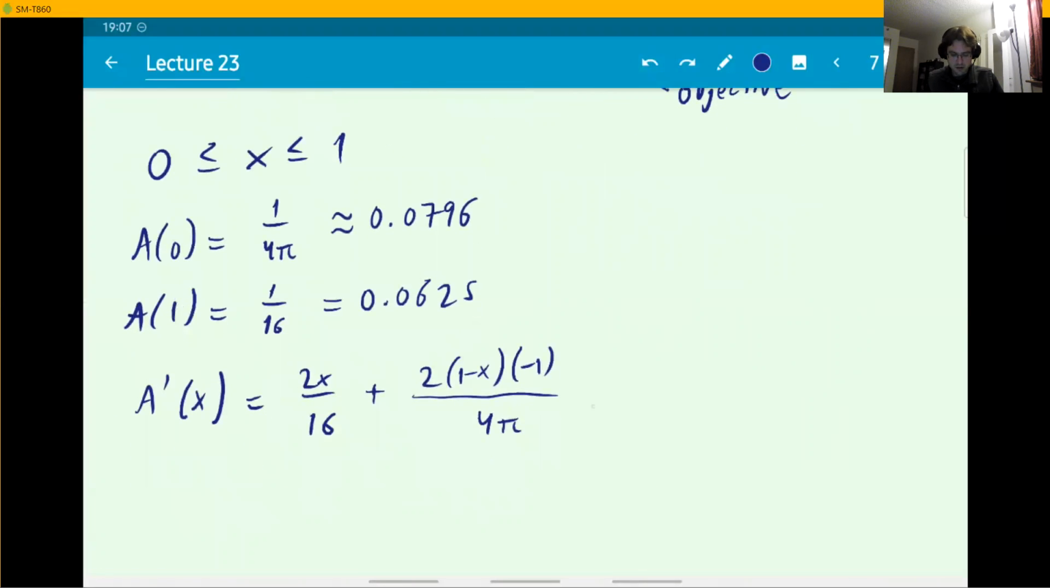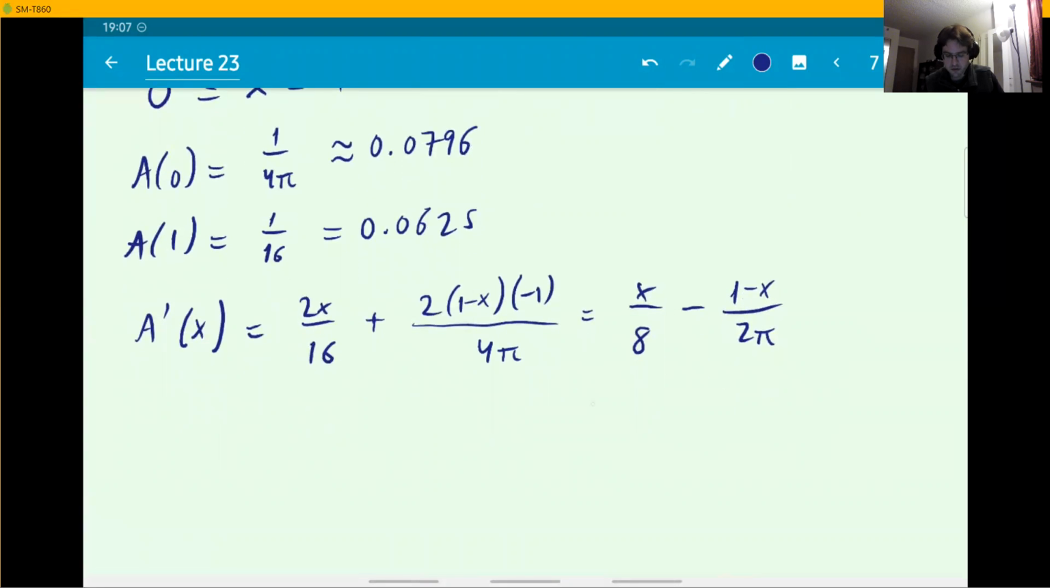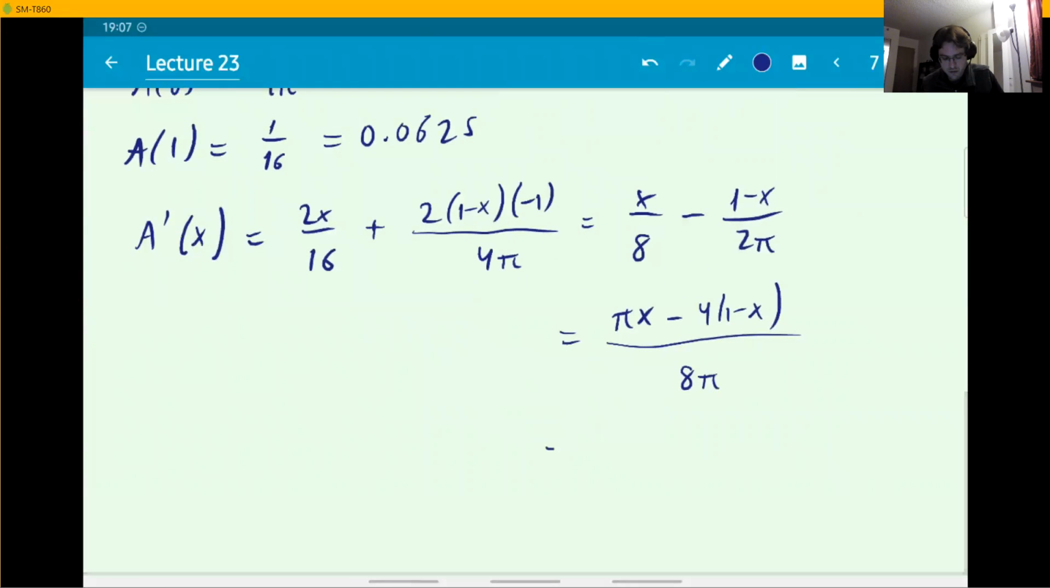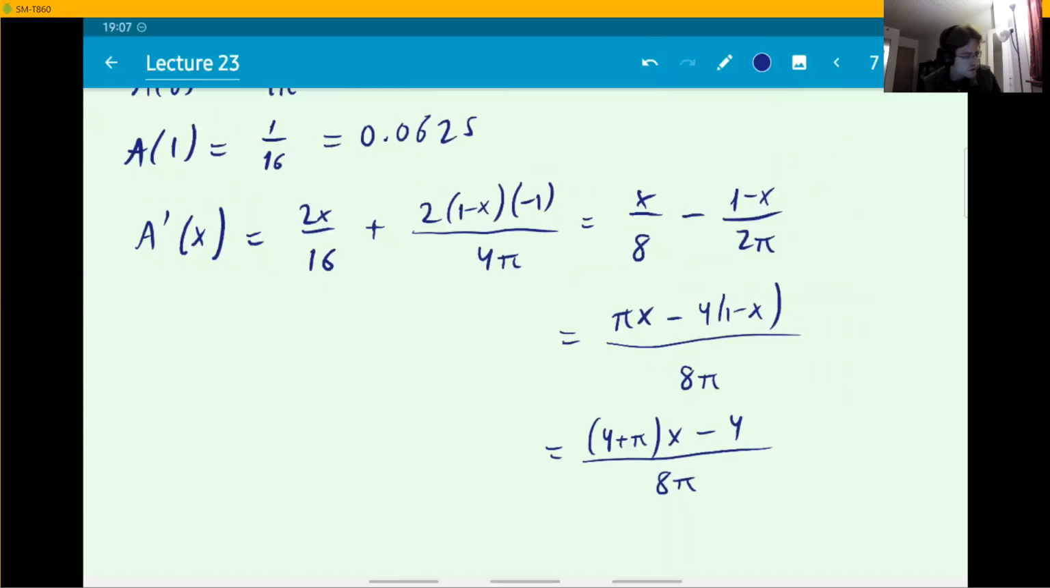So I'm going to simplify this. You have x over 8 minus (1 minus x) over 2 pi. Let me maybe put this into just one fraction. The entire thing divided by, let's say, 8 pi would be x times pi minus 4 times (1 minus x). So (4 plus pi) times x minus 4, divided by 8 pi. Is this good? Yes. Okay, this is A prime of x.